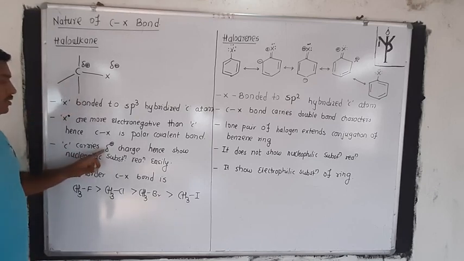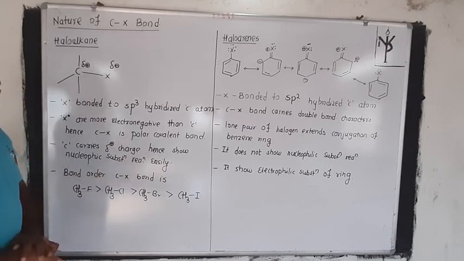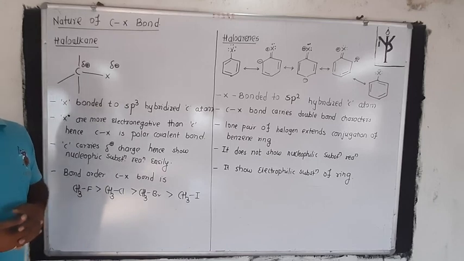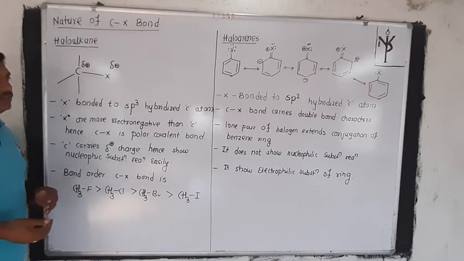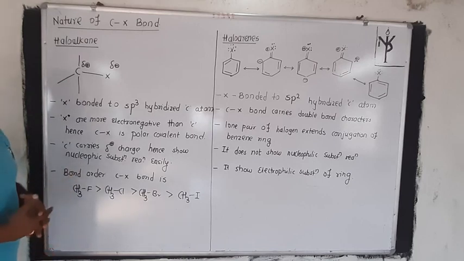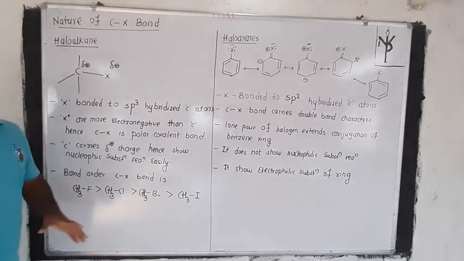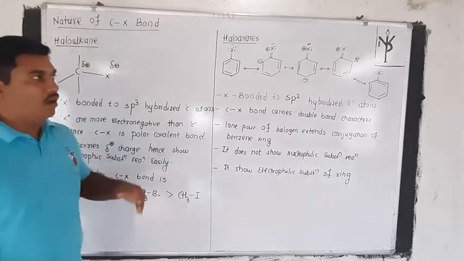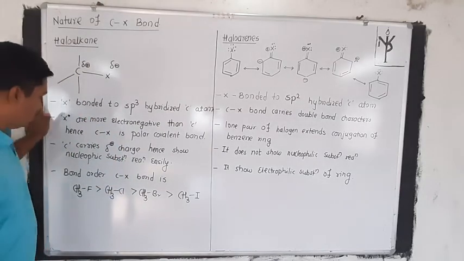Carbon carries a partial positive charge, hence it shows nucleophilic substitution easily. As carbon is an electron deficient center, it will accept nucleus-loving electrons which will be provided by another atom or group of atoms. Hence, nucleophiles, that is, electron donating groups, can attack easily on carbon and show nucleophilic substitution reaction. In this topic, we will see nucleophilic substitution of haloalkanes separately.